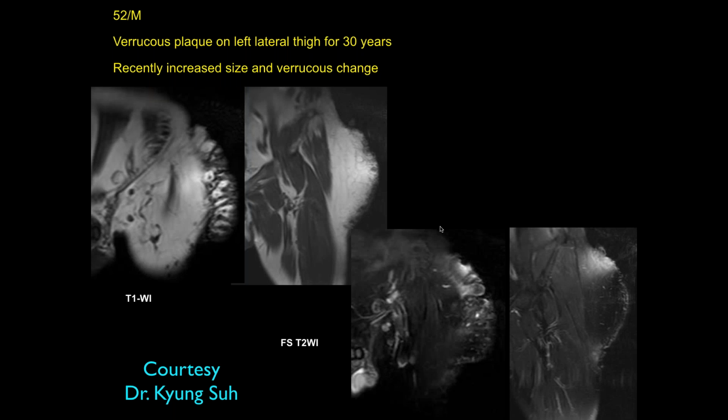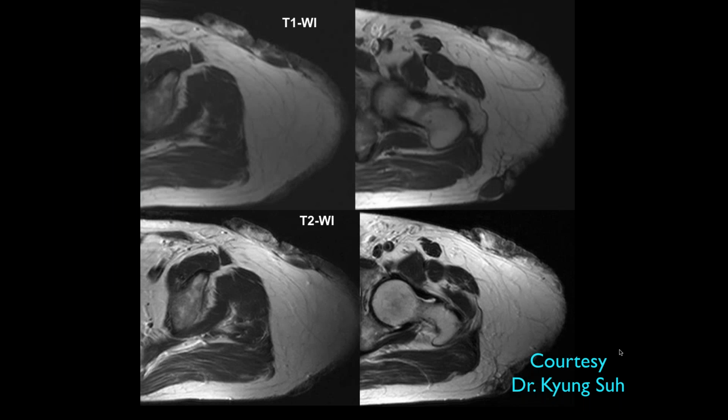All right, so this is a 52-year-old male with plaques on the left lateral thigh for 30 years, but they've increased in size. Oh boy, so we're seeing on T1, T2 fat sat imaging this kind of variegated mass-like structure emanating from the thigh. Looks to have some kind of mixed signal, but there is fat within it.